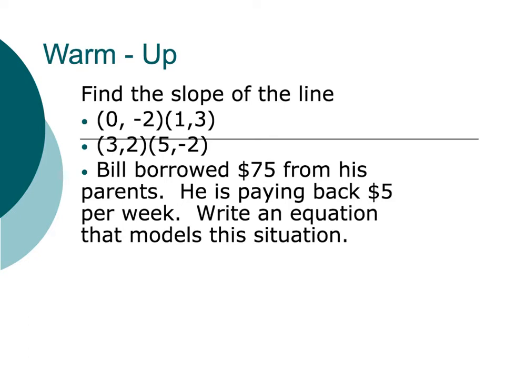First two, you need to find the slope of the line. Remember that that's y minus y over x minus x. So for 1, I'll write that up here. That's going to be 3 minus negative 2 over 1 minus 0, plus the opposite. It gives me 5 over 1, or slope of 5.